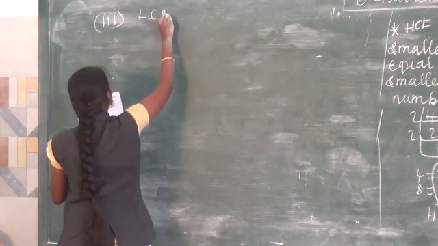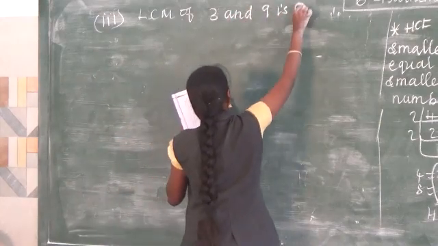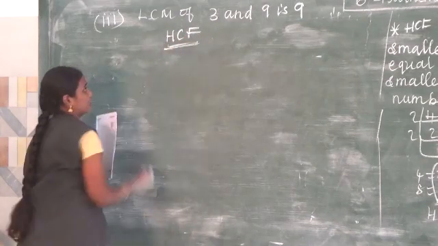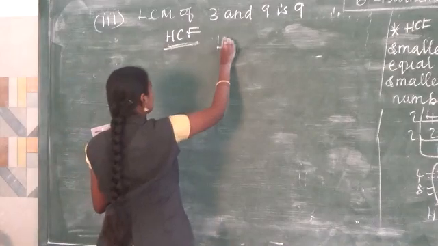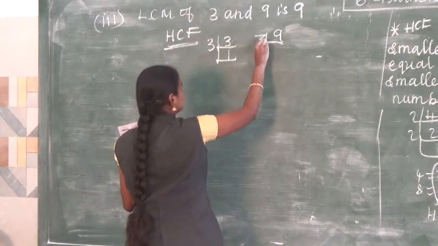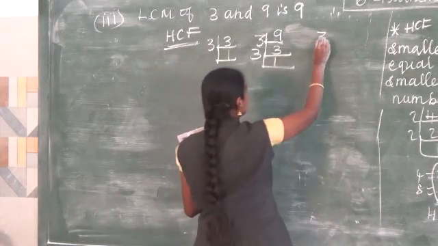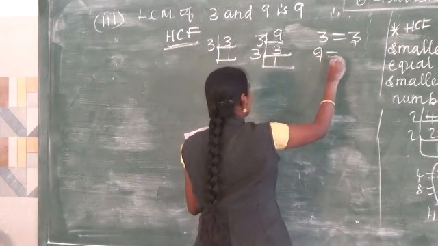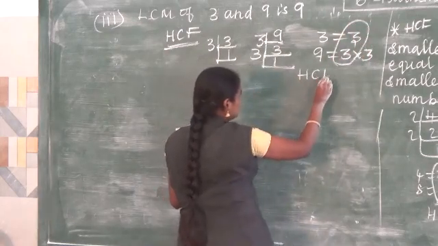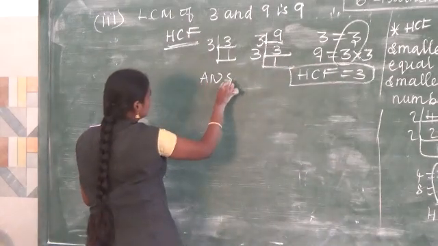LCM of 3 and 9 is 9. Find the HCF. Okay, HCF of 3 and 9: 3 table once is 3, and 9 is 3 threes are 9. Write the factors: 3 only, and for 9, 3 into 3. What is common? Only 3. So the HCF is 3. The answer is 3.